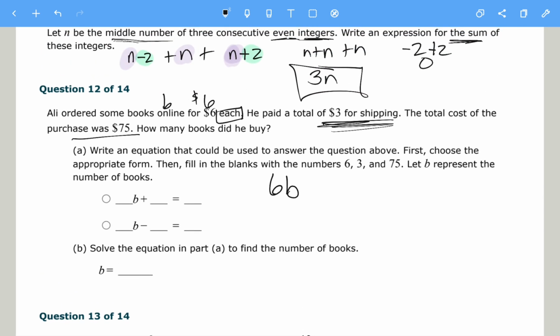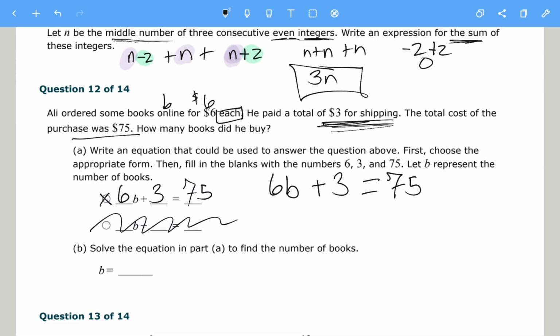So he paid $6 per book. And then he also paid $3 for shipping. And the total cost of this is $75. So our expression is 6b plus 3 equals 75. We are only going to use the top one. Do not worry about the second one. You're supposed to pick which of those two you're going to use. So we've written our equation to answer the question above.